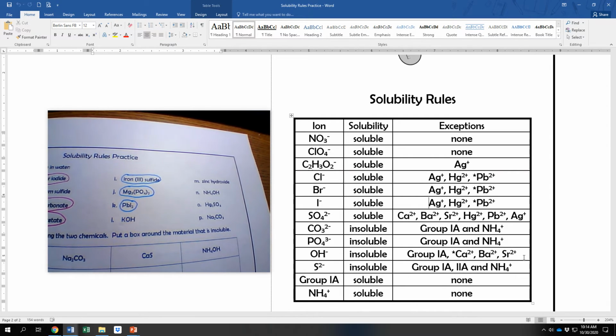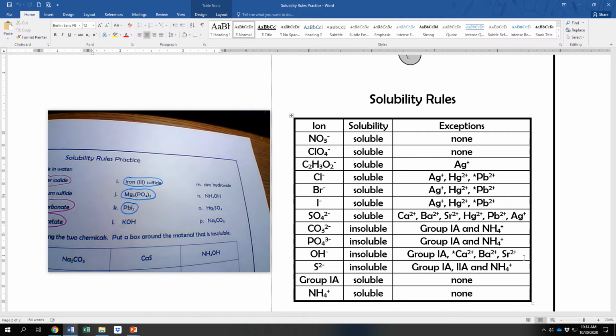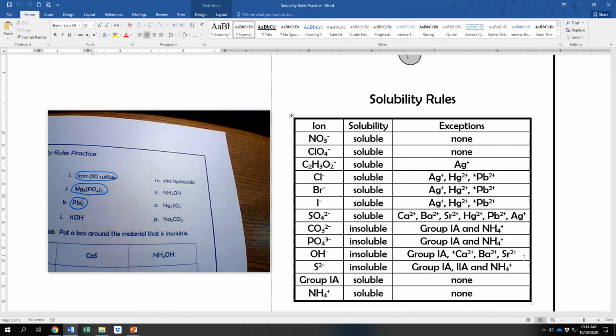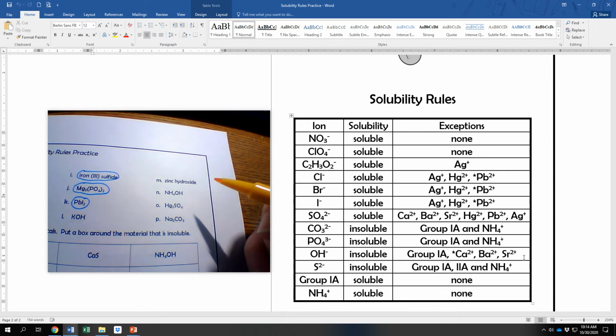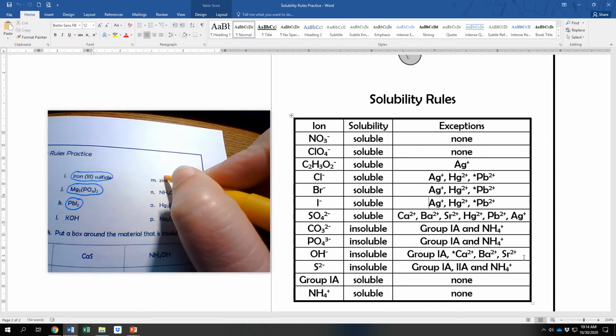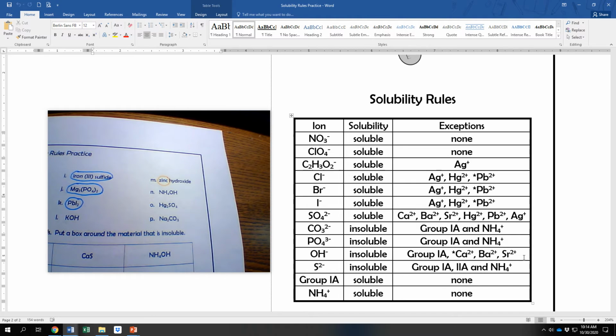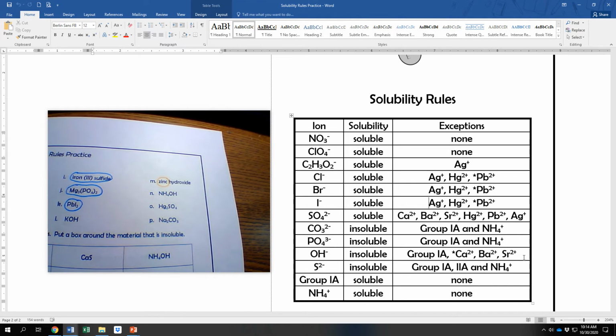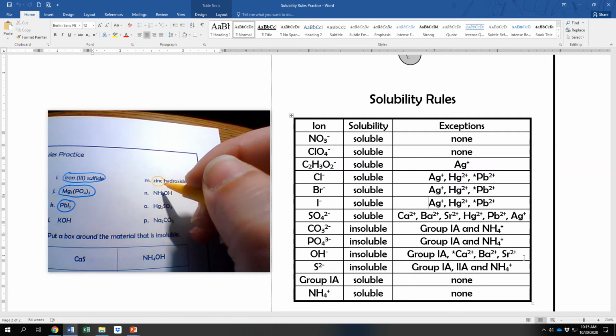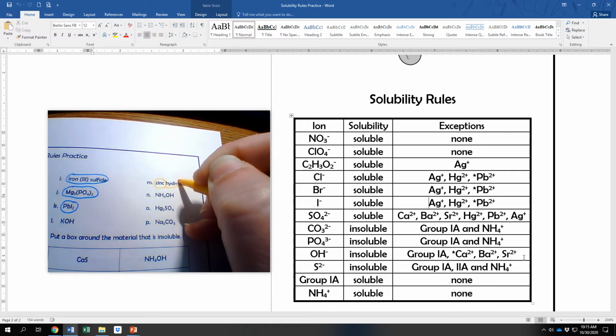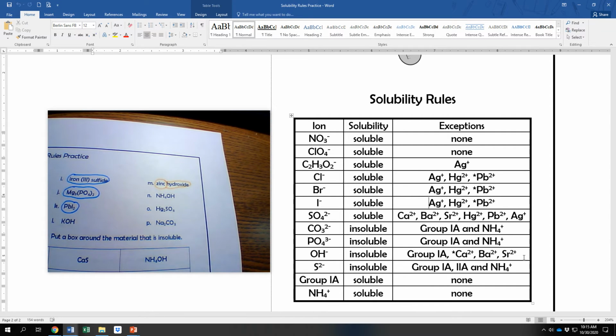And then for our last row, zinc hydroxide. So again, we're looking at OH, and it says insoluble except for group 1, calcium, barium, strontium. Well, zinc is not in group 1, so that is insoluble. Letter N, ammonium hydroxide. Well, anything attached to NH4 is going to be soluble, so it will dissolve.